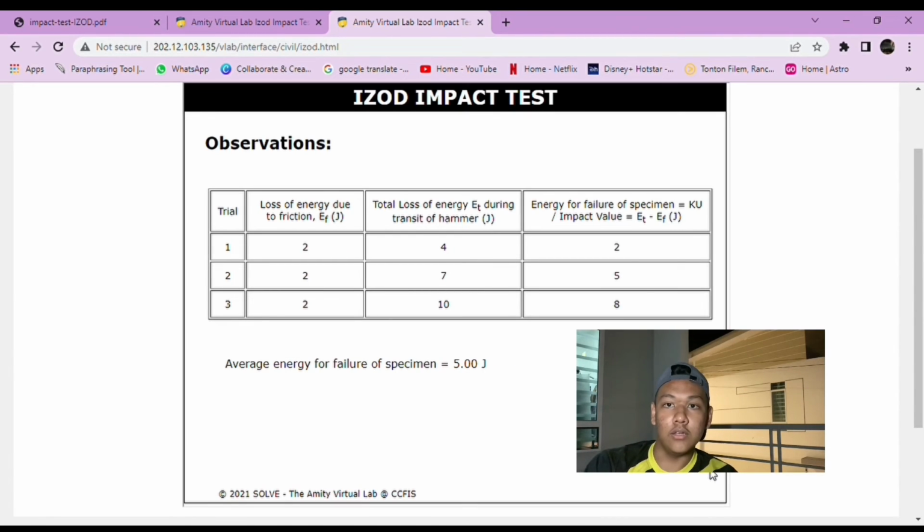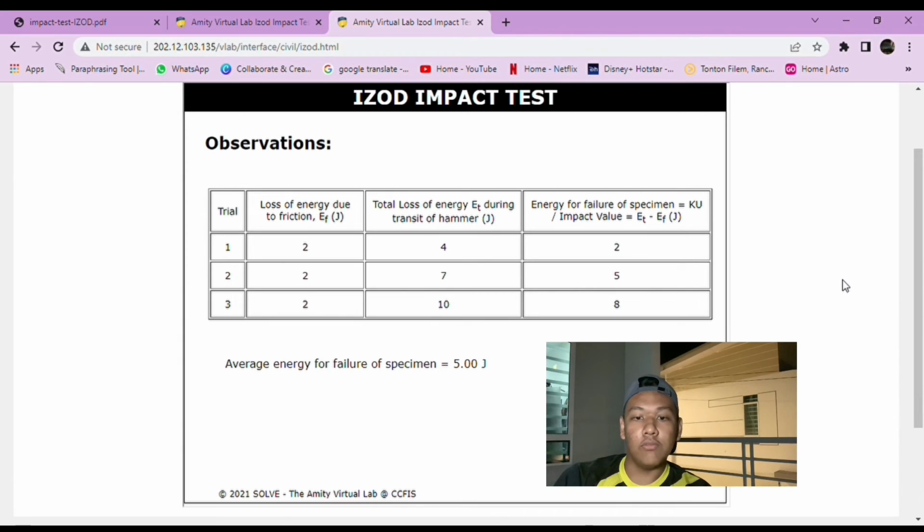So, these are the observations and results that we get from the experiment. Total average energy for failure of specimen is 5 joules.